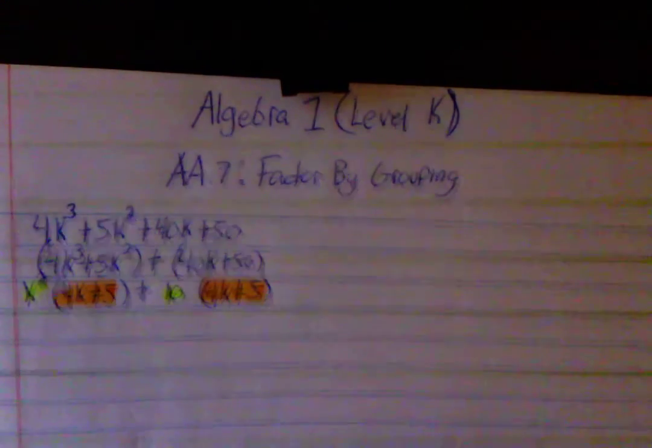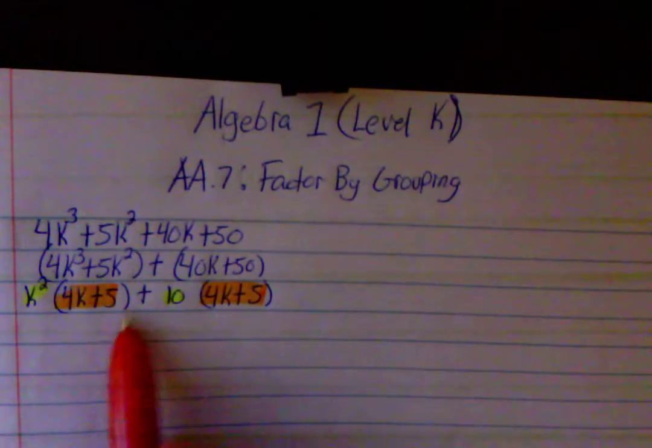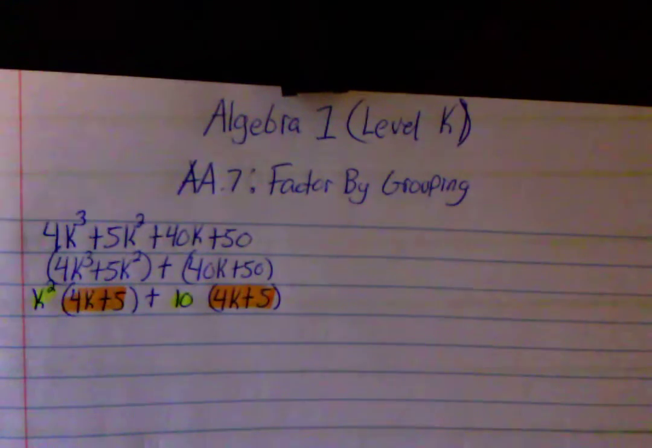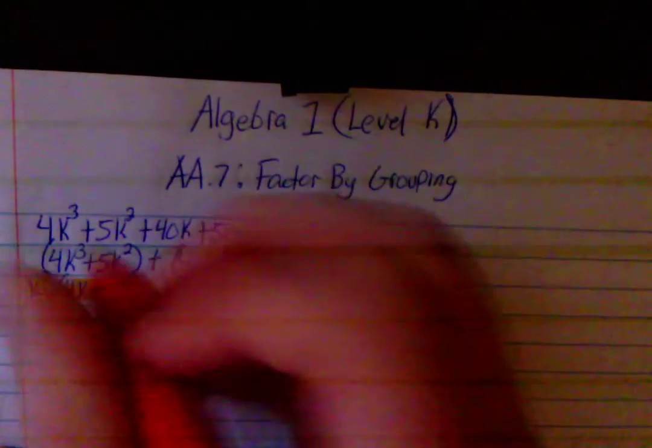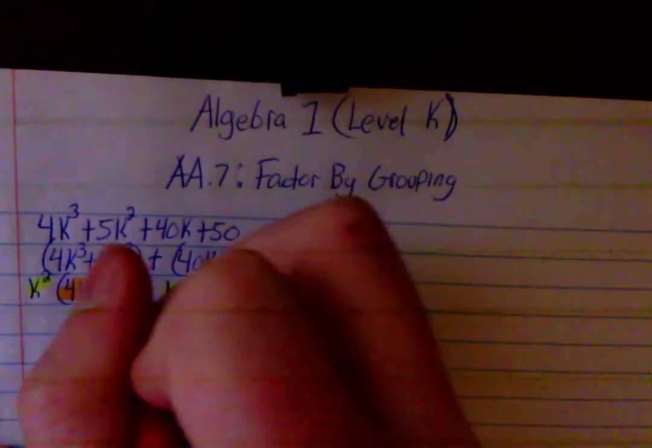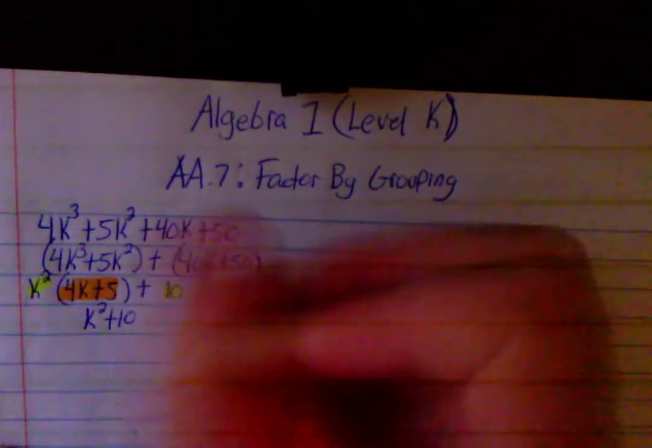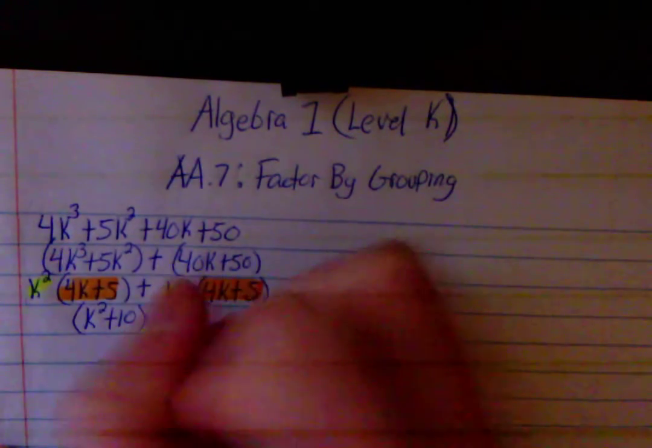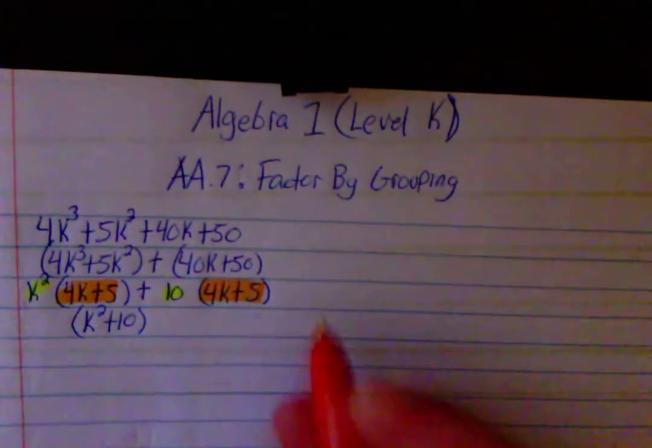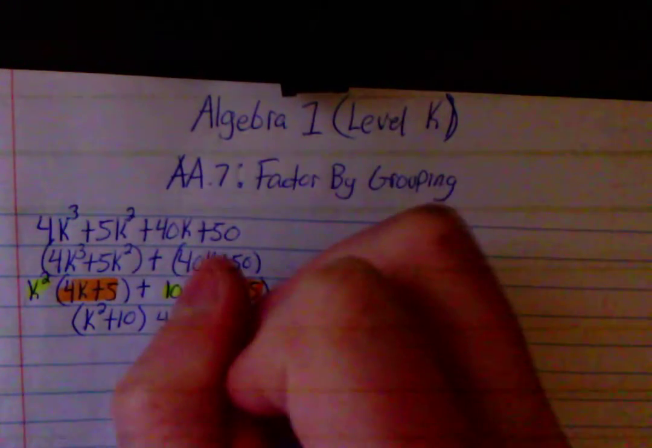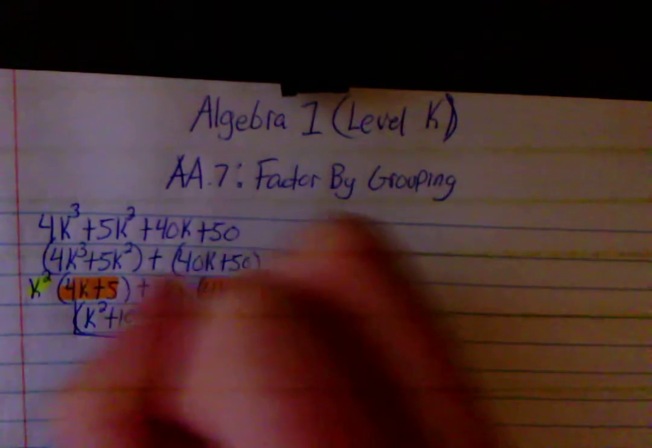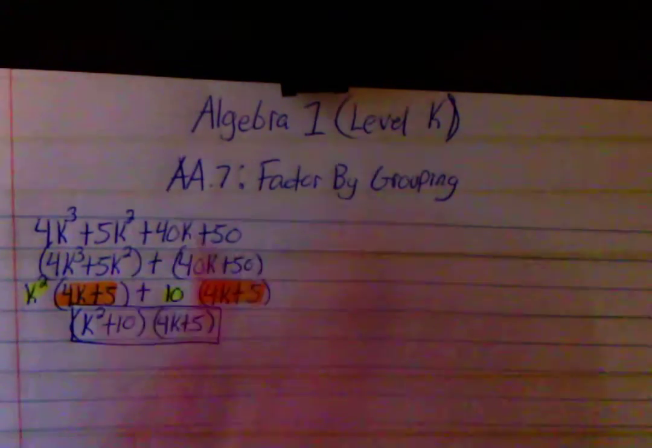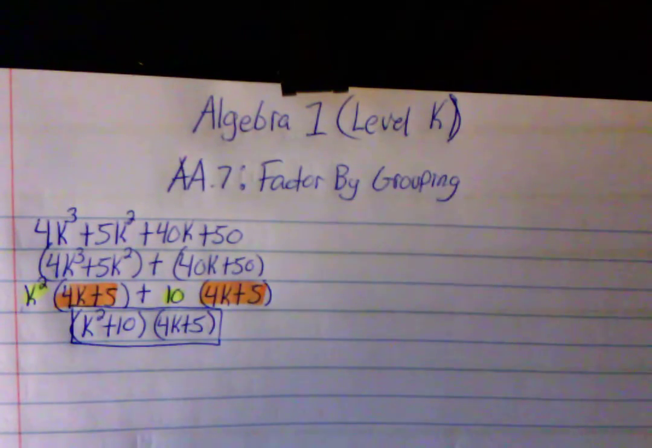Now remember, we had this plus sign here, so I'm going to put it in between our parentheses and our 10. Our final answer is actually going to be k squared plus 10. So we're using the commutative property there. And then we are going to keep a single 4k plus 5. So that is our answer.